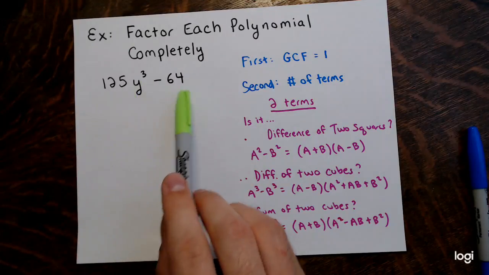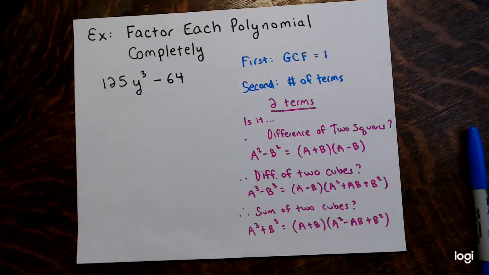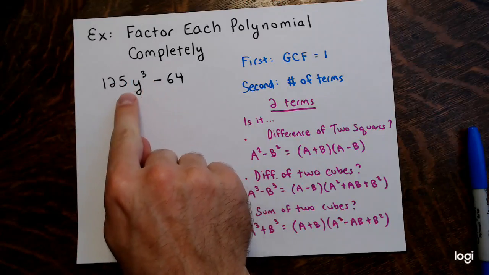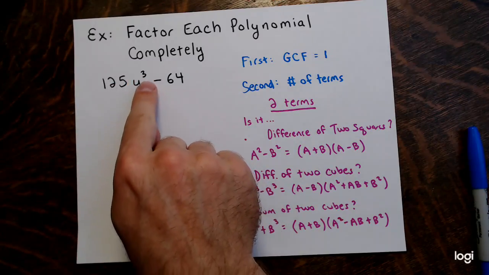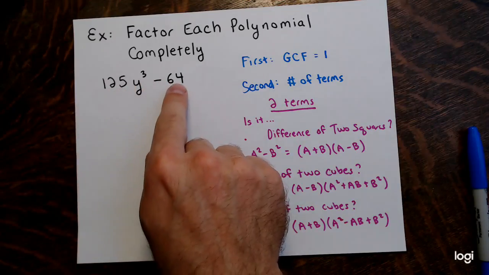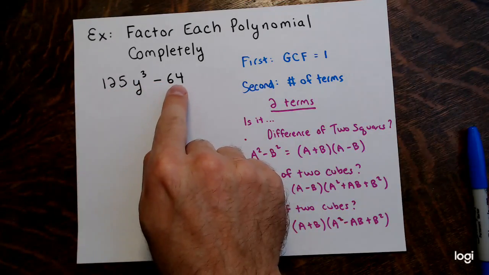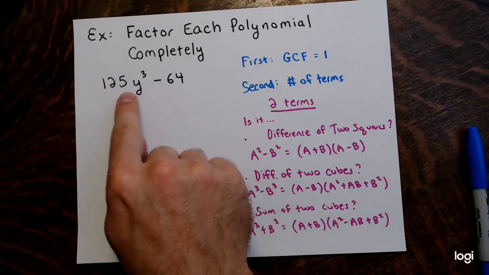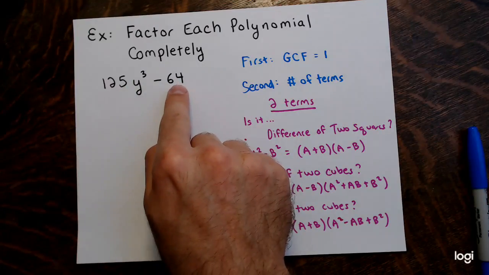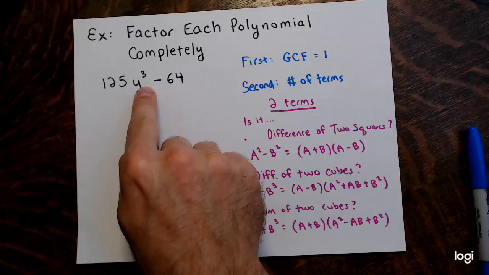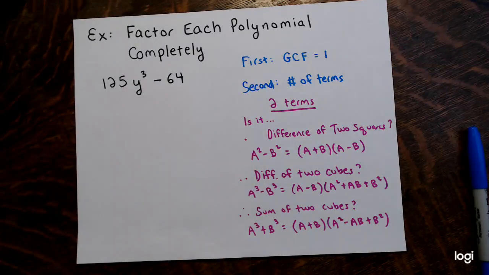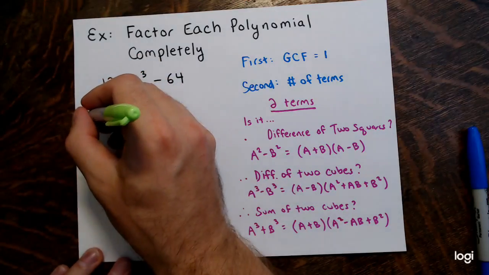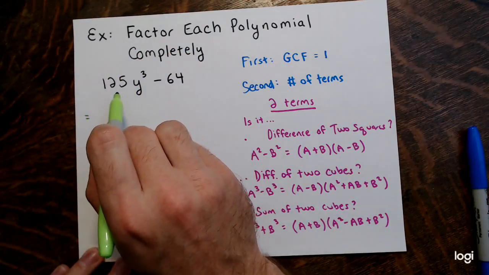Alright, so this one has two terms. I'm also noticing the minus sign here is a difference. And 125 and 64, those are nice cubes. Whole numbers cubed, that's 5 to the third, that's 4 to the third, 4 times 4 times 4. And I'm also seeing a power that's a multiple of 3 on the variable in my expression. So cubes, I think it's a difference of two cubes. Well, let's break these terms down.